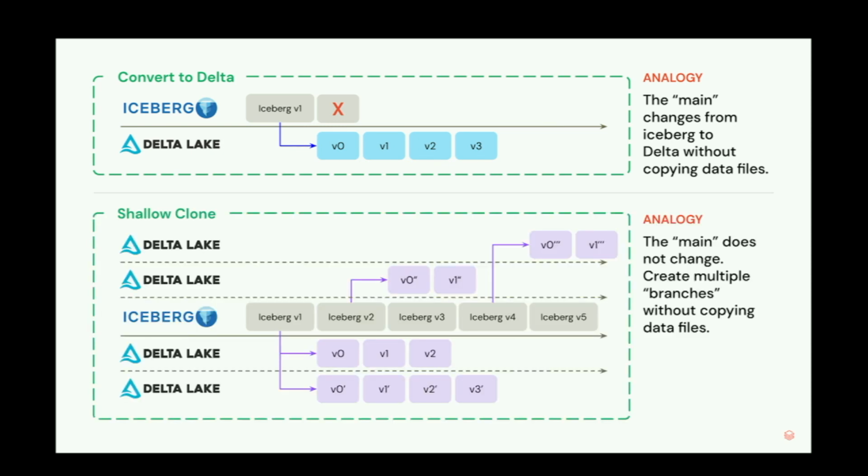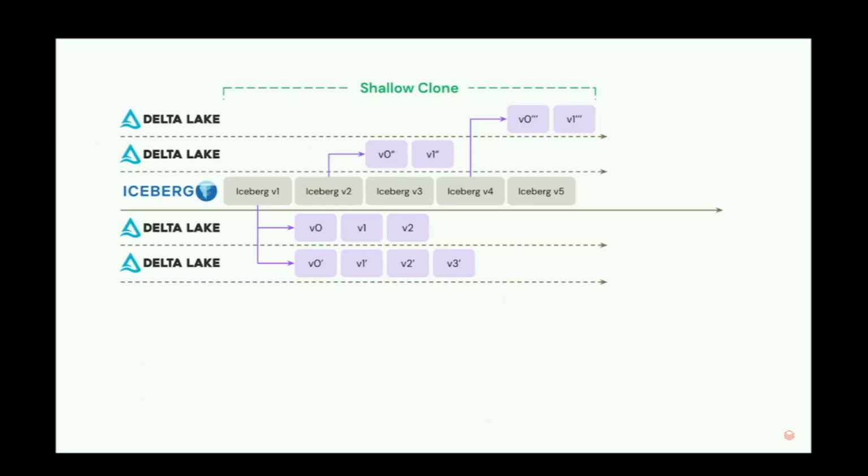And in comparison, for shallow clone, the main Iceberg table still exists and continues to evolve. And you can create multiple branches from different time points to be the Delta tables for your testing environment. And these are the branch kind of concept there, right? And in both cases, you're not copying data files. We're just creating additional references and metadata. Okay. And use these 2 together.